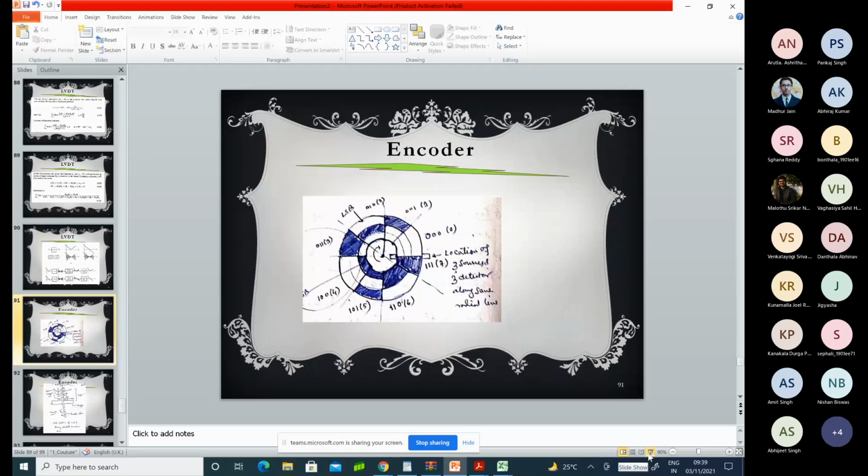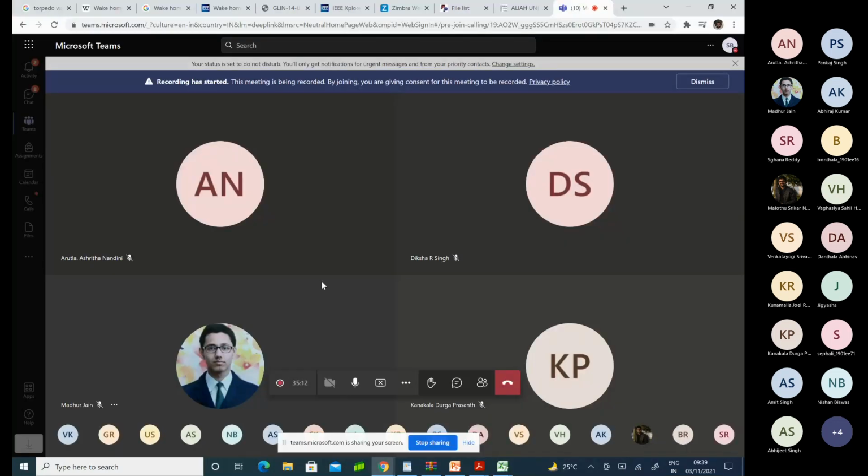Now tell me if you have any query up to this point. So we finish LVDT, which is a very important displacement measuring device. Now tell me if you have any query. So if you don't have any query, let's proceed further.